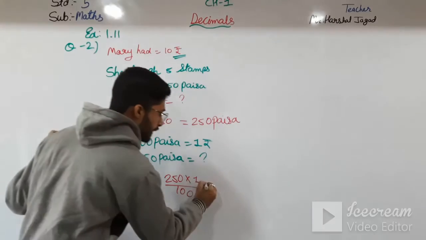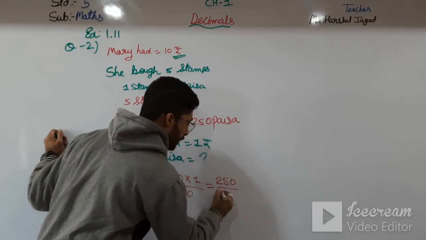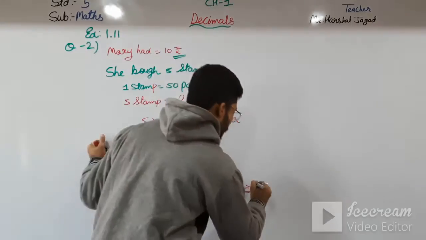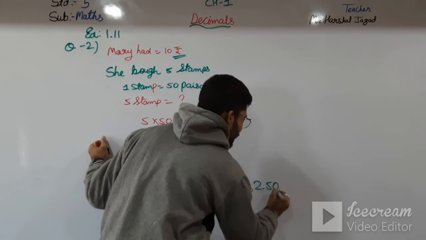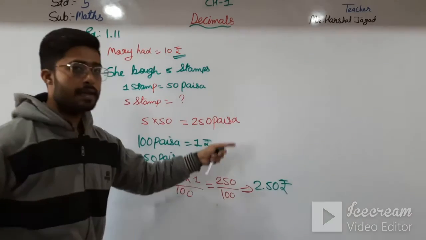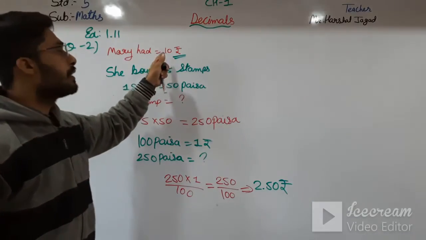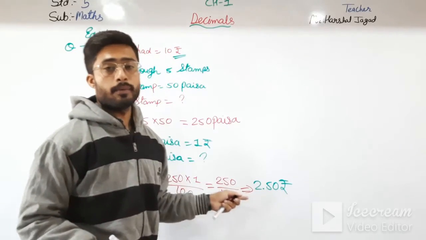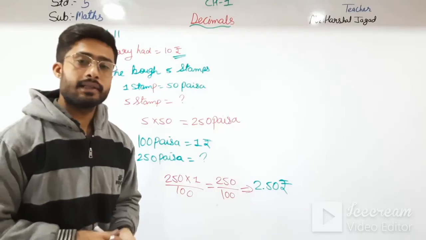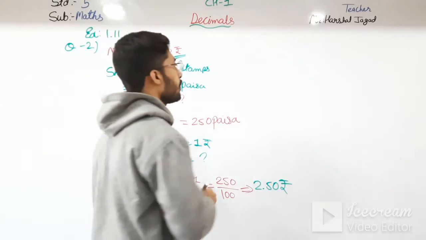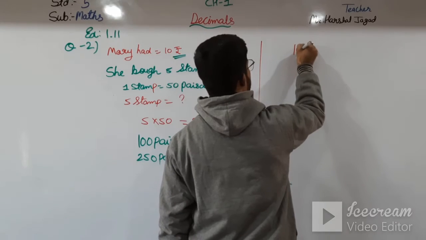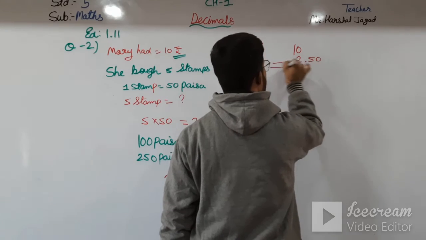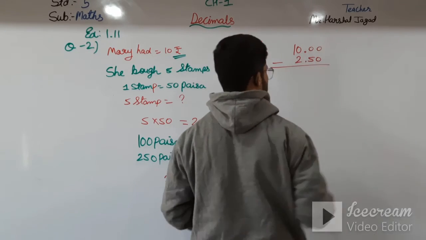So here you can see 250 upon 100. So she spent 2.50 rupees for buying stamps, but she has 10 rupees in her purse, and now if I subtract 2.50 rupees from it, then we can know how much money is left in her purse. So here 10 minus 2.50.